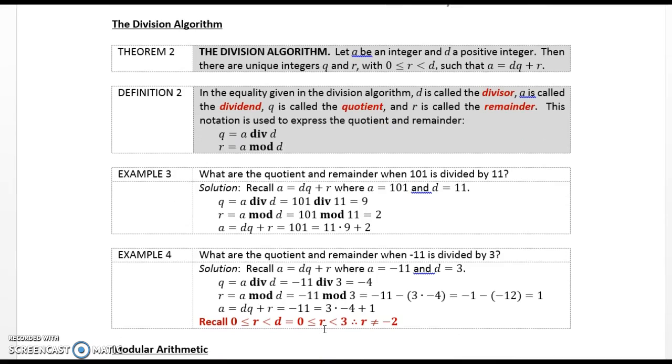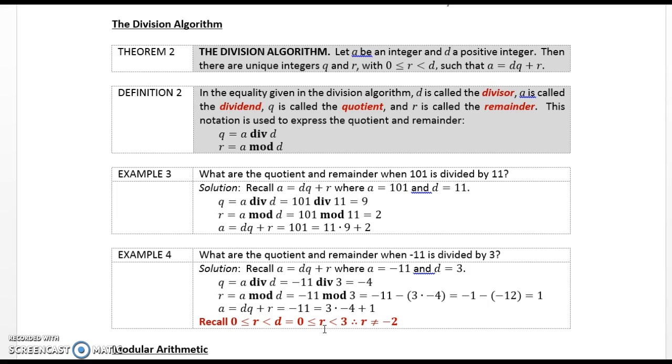The division algorithm. Let a be an integer and d be a positive integer. Then there are unique integers q and r, with 0 ≤ r < d, such that a is equal to dq plus r. Please note in this discussion that r is a non-negative number. That is the remainder.